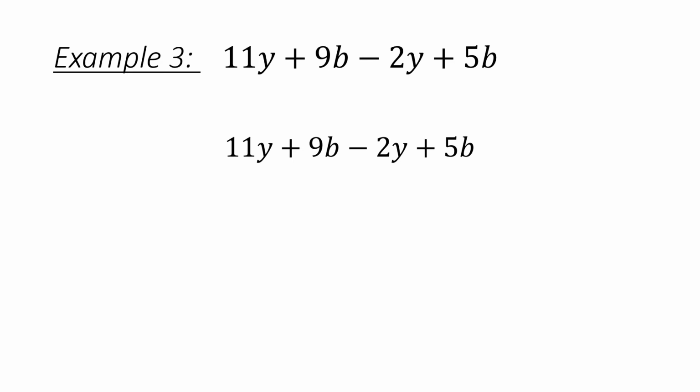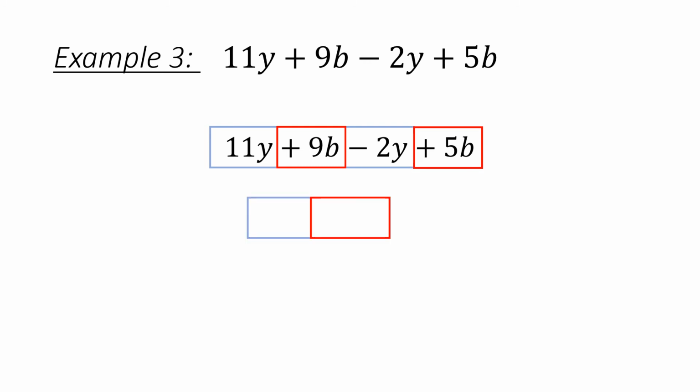So looking at example 3, we have a longer expression. The first step of the process is to identify the like terms, and I'm going to do that by drawing a box around my like terms using the same color. I've got to make sure that I include the sign, the variable, and the number all in the box. So the first thing I'm going to identify is I have an 11y and I have a negative 2y. So I'm going to put that in blue. And then last, I have a 9b and a 5b, and those are like terms, so I'm going to put a box around those, and I'm going to color that in red.